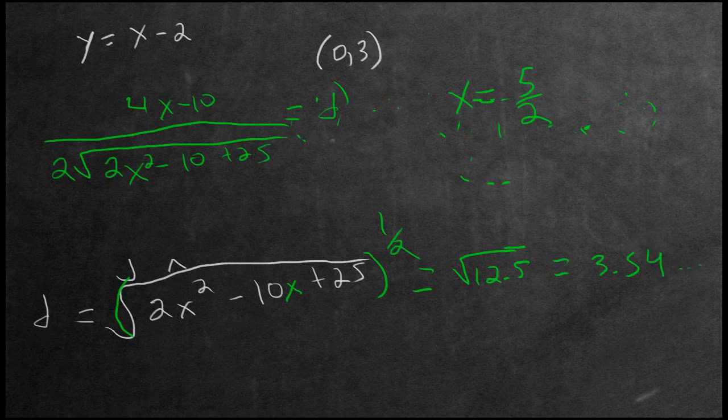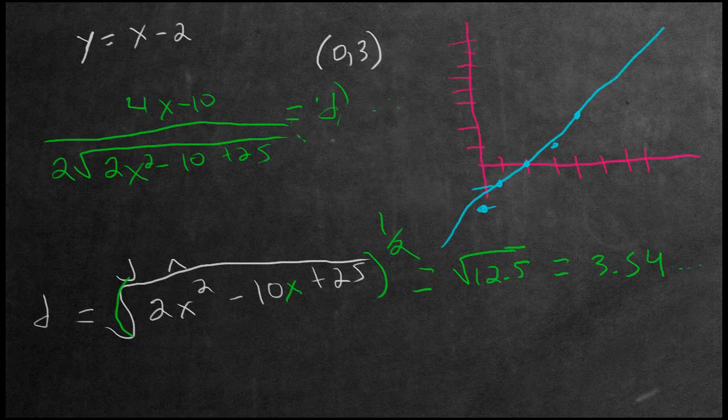So if I were to actually graph all of this, what would that look like? Basically, this would be the line y equals x minus 2. And the point we're trying to find the shortest distance to is 0, 3, which would be roughly around here. And essentially, we're trying to find this distance right there.